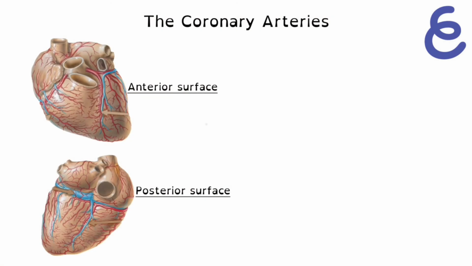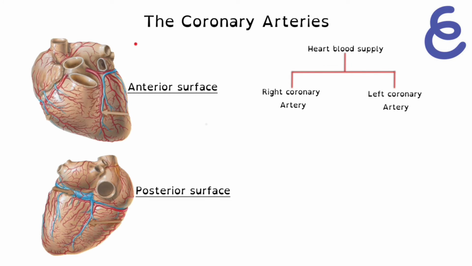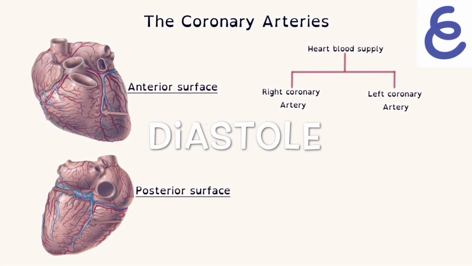The blood supply for the heart is going to be coming from the coronary arteries. We are going to have a right coronary artery and a left coronary artery. It's important to know that the right and the left coronary artery are going to be coming off the aorta. And you want to know that these coronary arteries are going to be receiving blood supply during diastole.